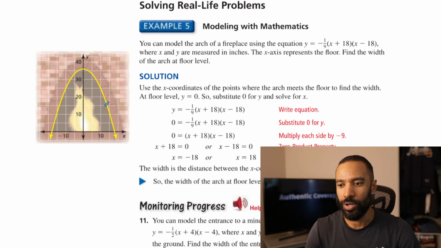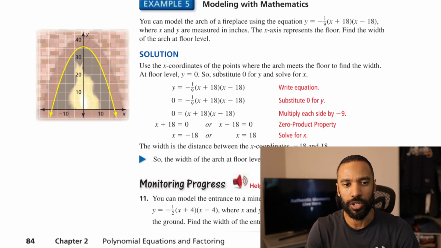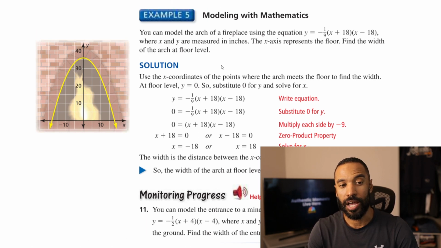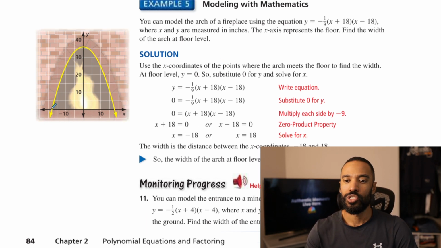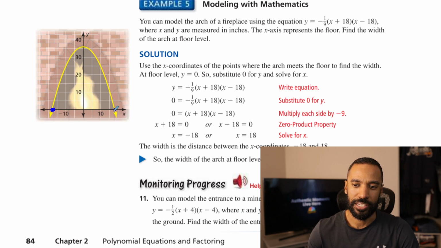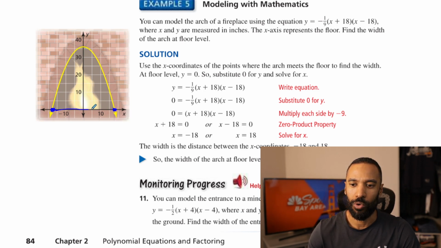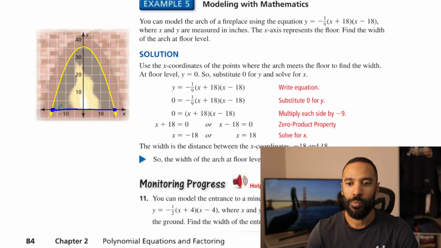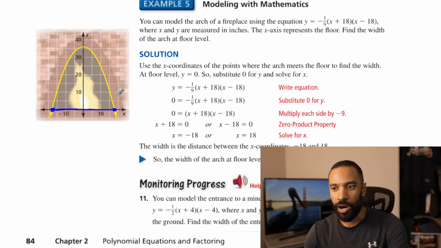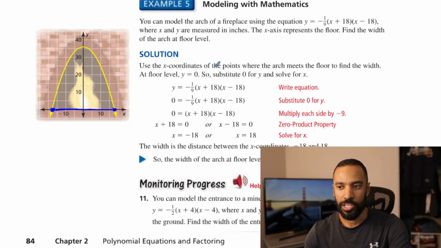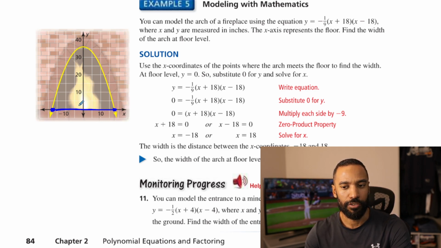So what they're really asking us to do, this goes a little beyond maybe what was taught so far, but this is the application. So here's the floor on the x-axis, and here's the arch that makes the fireplace. They want us to find out what this distance is. To find out what this distance is, we want to find what x values these are. These are x-intercepts. They say the x-coordinates of the points where the arch meets the floor is at y equals 0. If you remember how your lines work in your values, this is y equals 10 and y equals 20 and y equals 30.